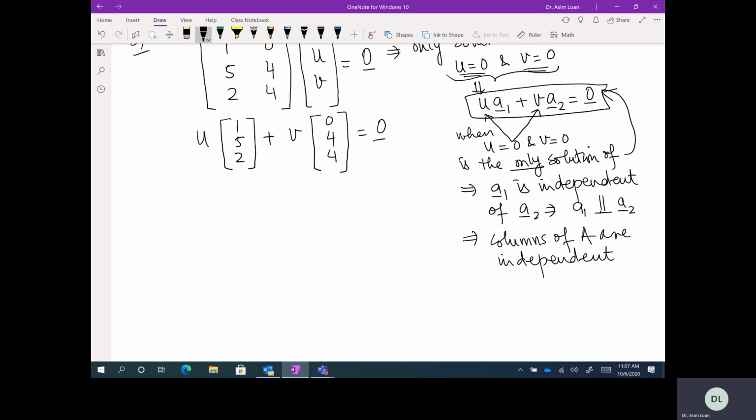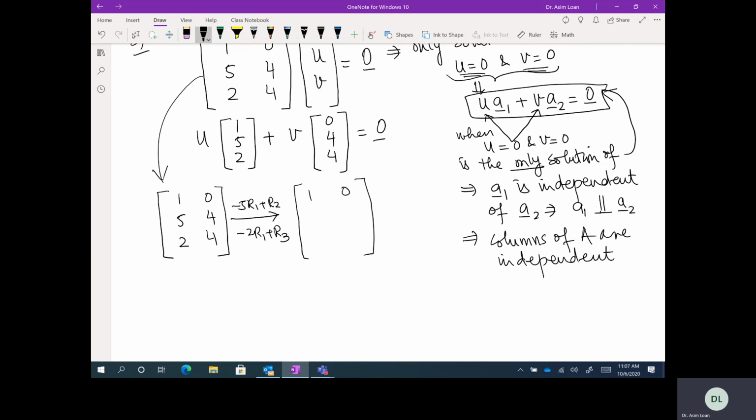And we can also do it another way. If I write this one and do the reduced row echelon form, so I have 1 5 2 0 4 4, and I do minus 5 row 1 plus row 2, and then minus 2 row 1 plus row 3. Either order doesn't make a difference. So I'll get 1 and 0, then 0, since minus 5 plus 5 is 0. This is still 4. Minus 2 plus 2 is 0. This is still 4. And then I do minus row 2 plus row 3. If I do that, I'll get 1, 0, 0, 4, 0, 0.